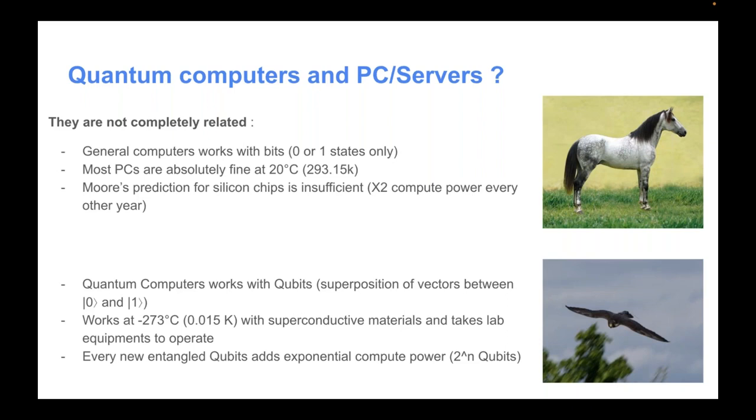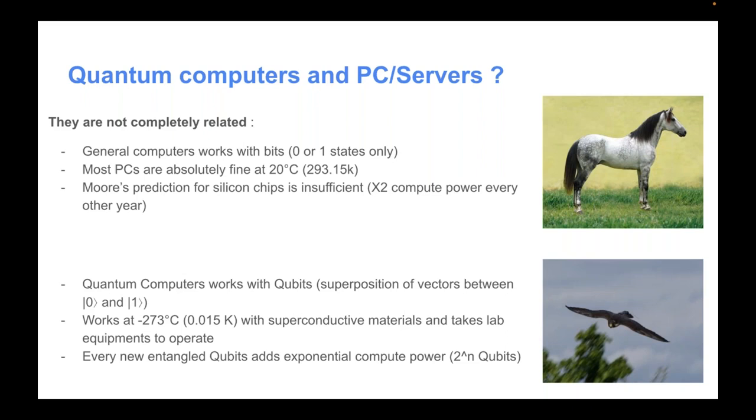Between the zero and the one, but it's not completely a zero or one. It's more a superposition of probabilities between zero and one. So I will try to explain and make it as clear as possible. One large difference as well with a regular computer, it requires really, really cold temperature, mainly to avoid most of the errors that would happen at regular temperature.